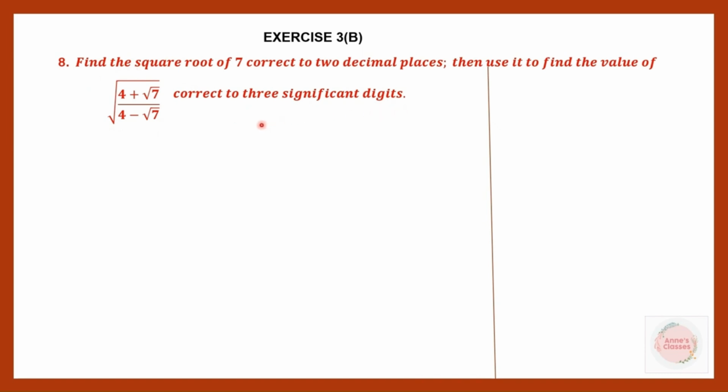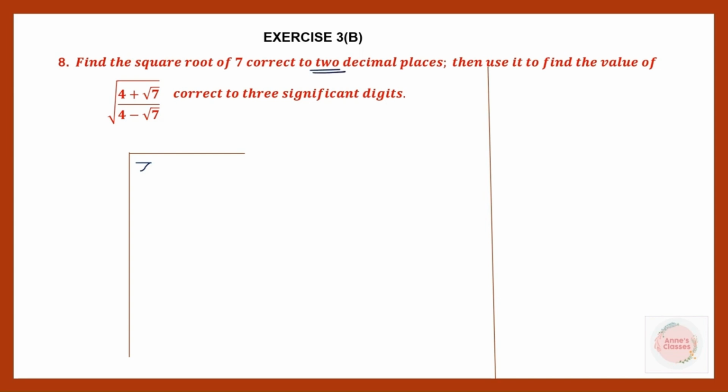Now we need to do this carefully. The first step is to find the square root of 7 correct to 2 decimal places. So first let's do that. Let's find the square root of 7. So we draw a line. We have 7 here and here it says 2 decimal places.